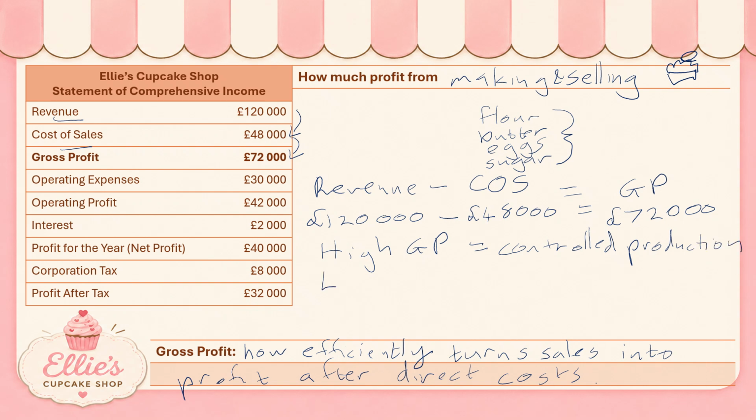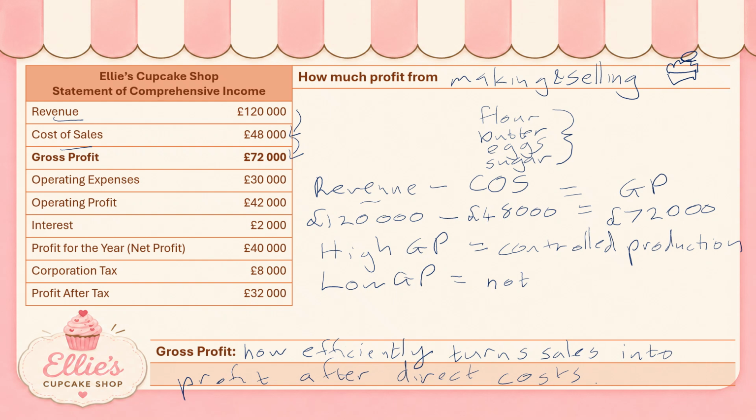Okay, and a low gross profit suggests that the business is not controlling production costs. So in other words, their direct costs are too high, or maybe they haven't charged enough on their sales. So if, for example, the cost of butter suddenly goes up, her cost of sales goes up, and then her gross profit will go down. If, for example, she's able to charge more, then her revenue goes up and her gross profit goes up.